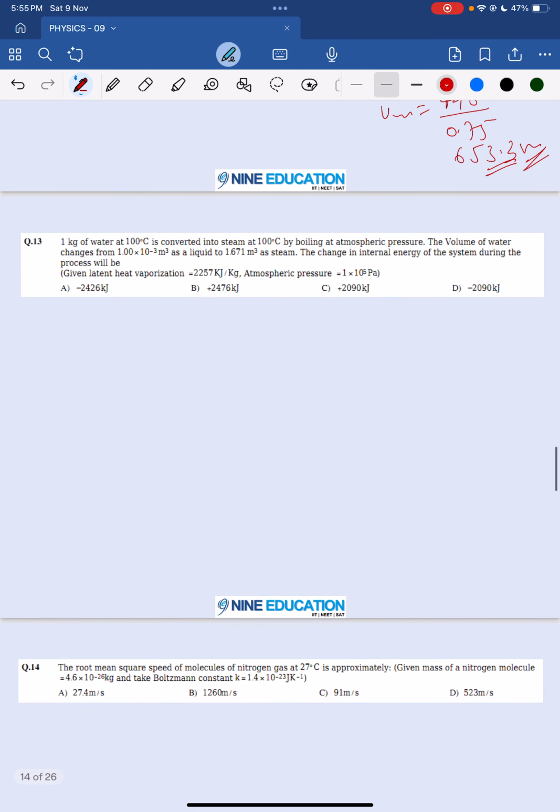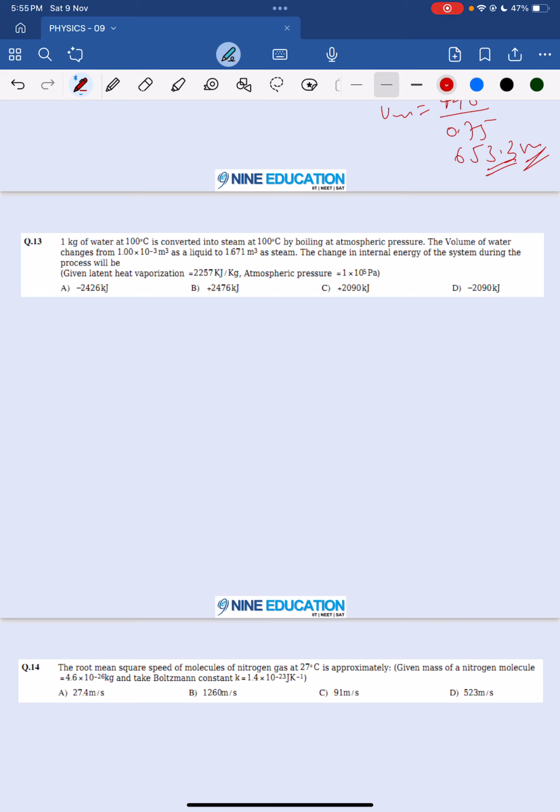Now what do we have here? Sir, 1 kilogram of water at 100 degrees Celsius is converted into steam by boiling at atmospheric pressure. The volume of water changes from 1.1 into 10 to the power minus 3 to 1.671 meter cube as steam. The change in internal energy, है ना? So बच्चे internal energy का formula क्या होता है?